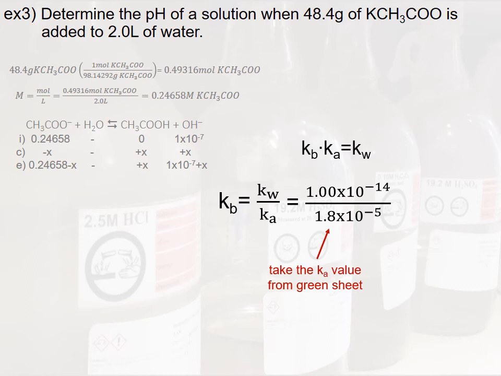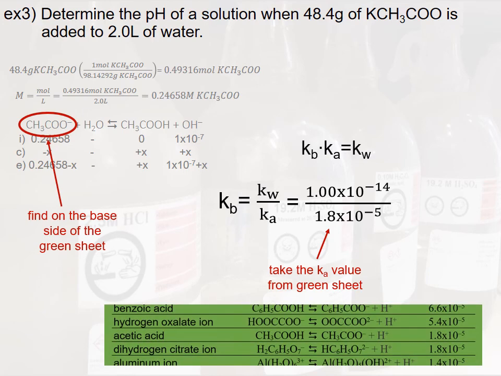Now, where do I look on the green sheet? Well, I've got acetate ion. That's my base. So I go down the green sheet and I look for CH3COO-, which I found right here. So the Ka for acetic acid is 1.8 times 10 to the negative 5. So I'm looking for the Kb because I have the acetate ion. I punch that into my calculator. That gives me 5.5 repeating times 10 to the negative 10 as a Kb value.